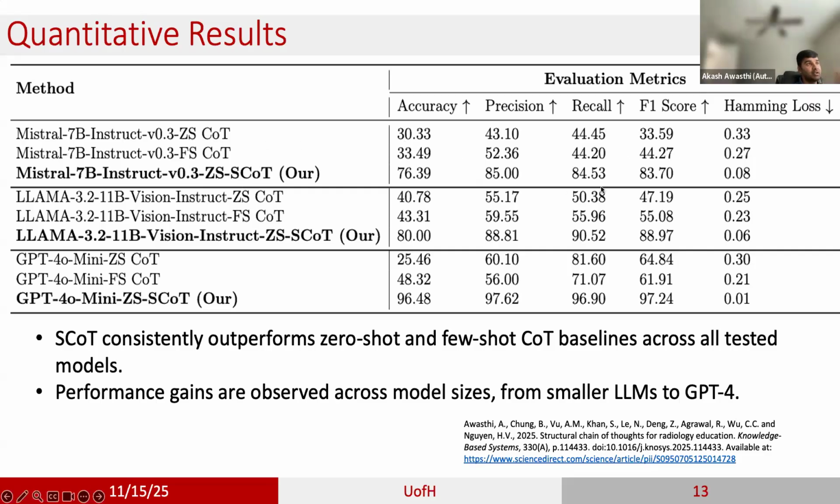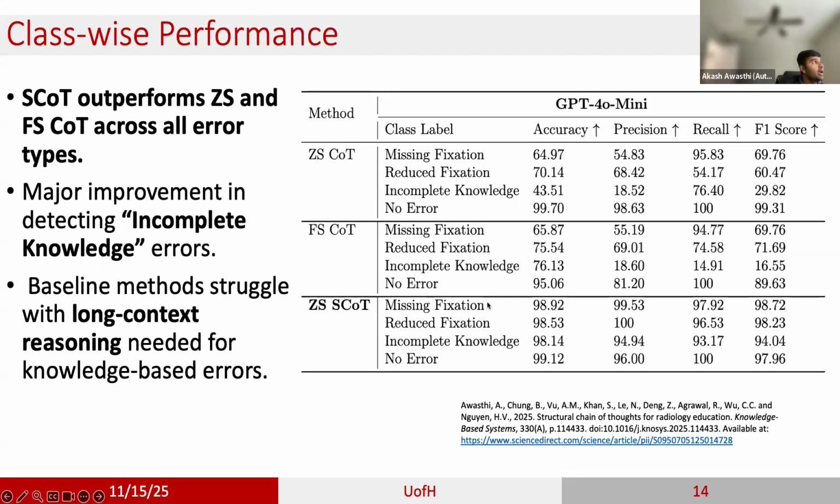This means that structure and prior really help in doing the deep reasoning between two multimodal data. Llama also, and across GPT-4o, we get better performance using this SCOT prompting technique. Performance gains are observed across model sizes, from smaller models to LLMs. As you can see, the larger models benefit a little more.